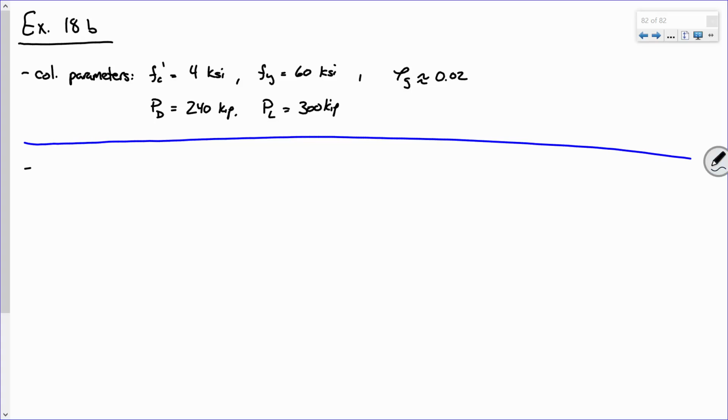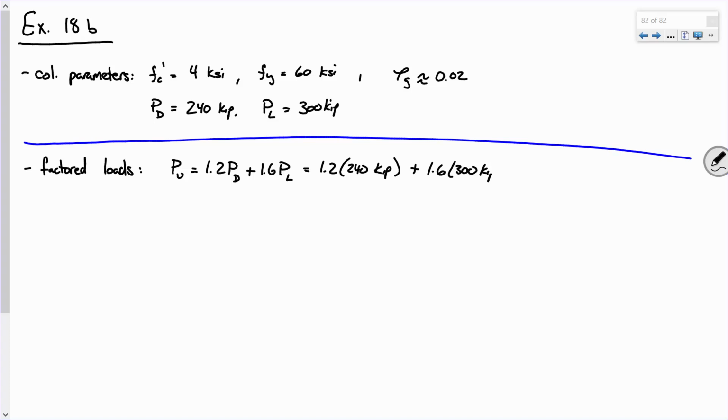What's the first step in every single design problem we have done this entire semester? Factor the loads. And drum roll, 1.2 dead plus 1.6 live. And what do we get? 768. All right.